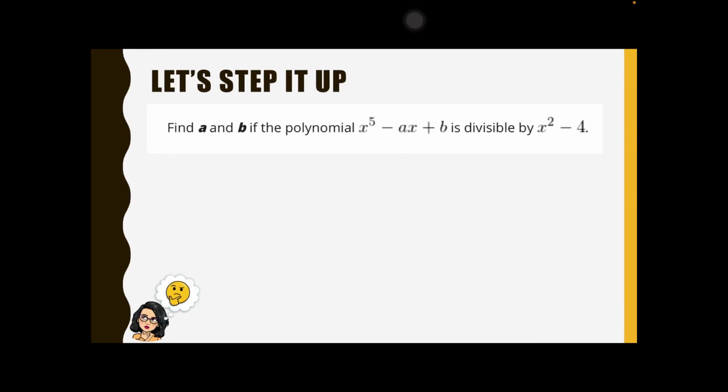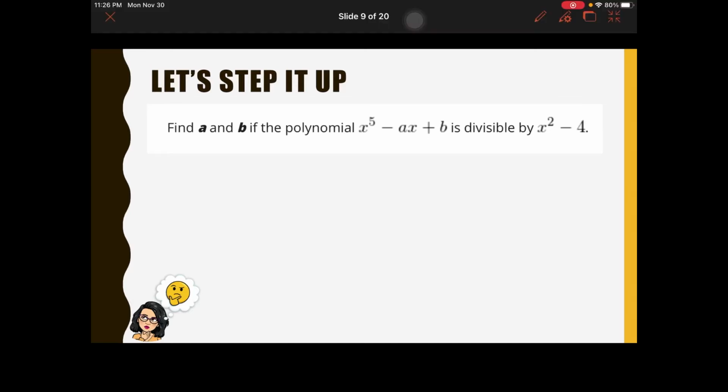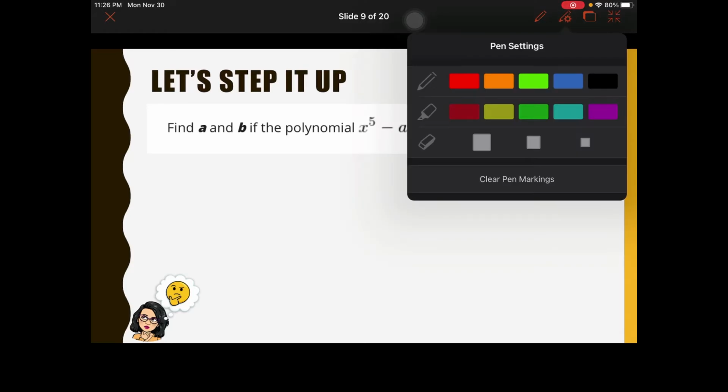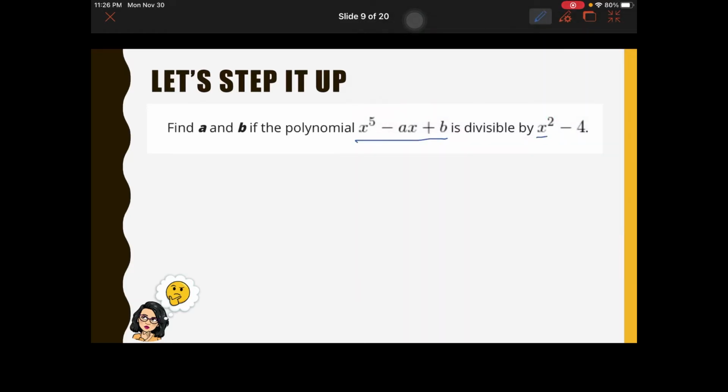So, last video, nag-iwan po ako sa inyo ng isang challenge question. And we will be solving that today. So, this challenge question was: find a and b if the polynomial x to the fifth minus ax plus b is divisible by x squared minus 4. Let's analyze this problem. Sabi po dito, itong polynomial na to, si x to the fifth minus ax plus b, ay divisible by x squared minus 4. So, ang ibig sabihin ng divisible ay kapag dinivide sila, walang remainder.